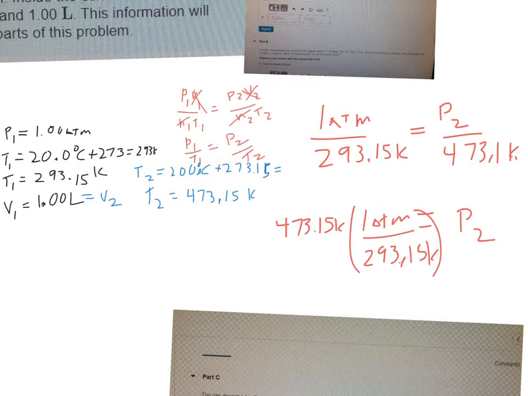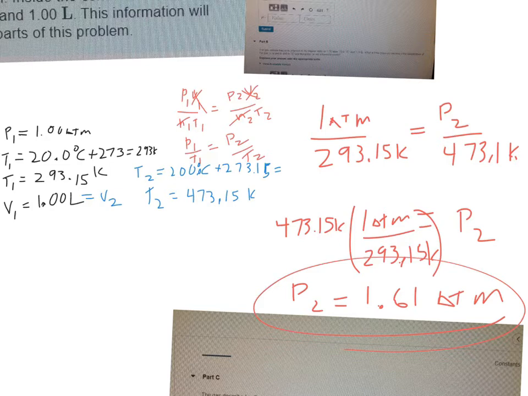And I get 1.61. P2 is 1.61 atm. All right. Let's keep going and take a look at part C.